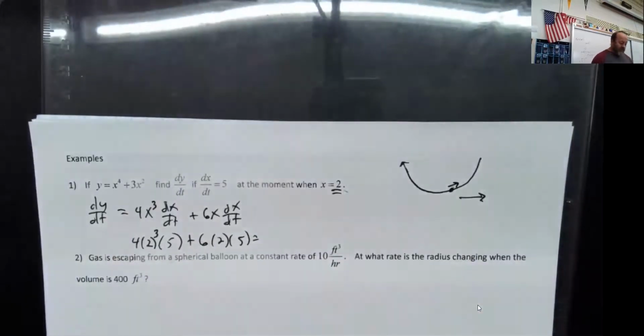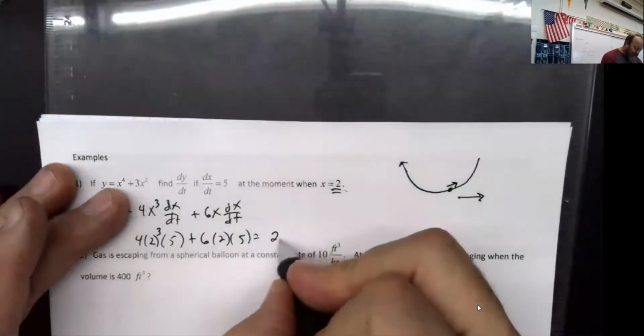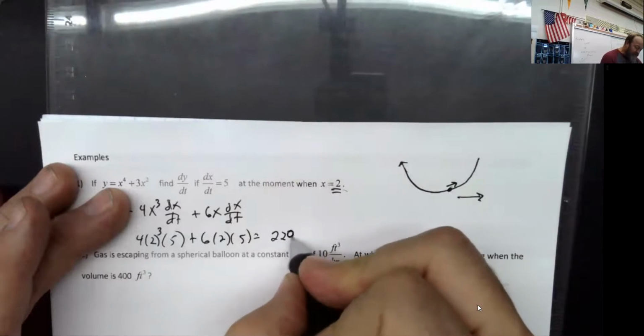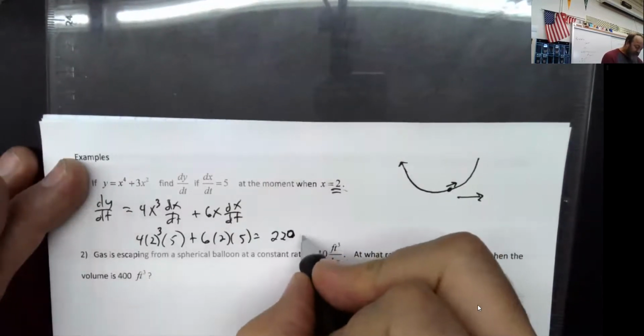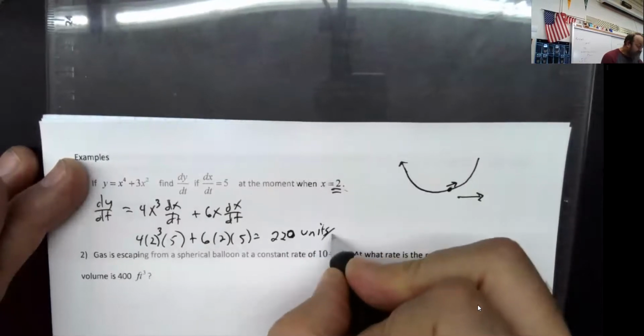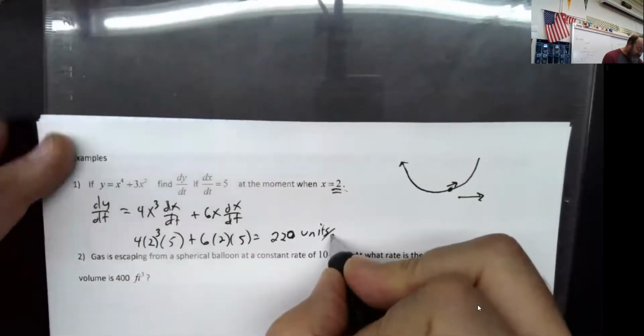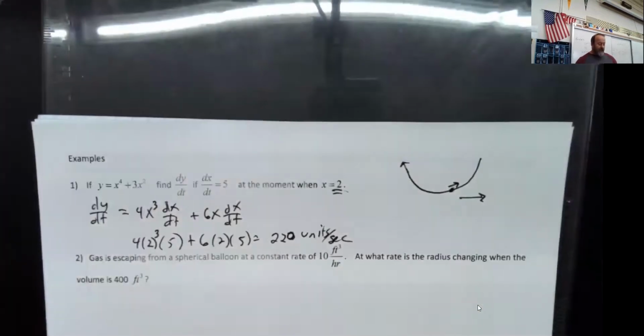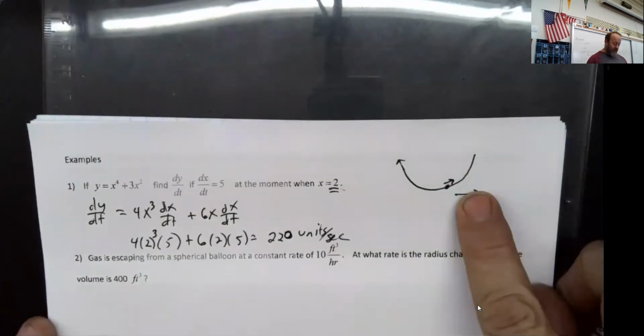Everything is just simple numbers, and we find that we get 220 if you were to multiply that out, and that would be 220 units per time, I guess seconds or something like that. What's interesting about that is that to go over just a little bit, you're going to have to go up a whole lot because the graph is very steep over here.